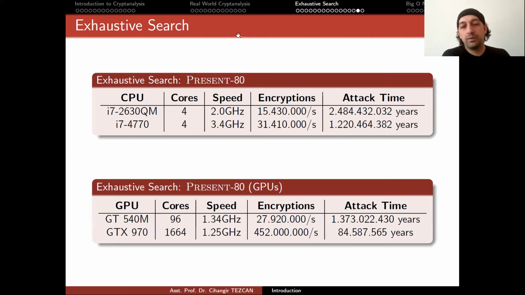But if you move on to GPUs, you can see that these GPUs are also very old, but this number reduces significantly, because for a CPU you can perform about 31 million encryptions per second, but for a very simple GPU you can now perform about 450 million encryptions per second. So you might say that, okay, this is still huge, but we have much faster GPUs and we have millions of gamers on the internet. They can get together and break the cipher in a few days.